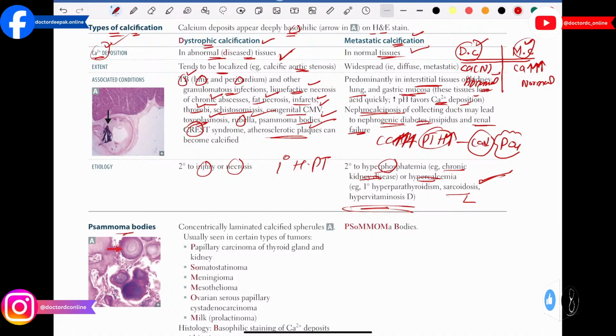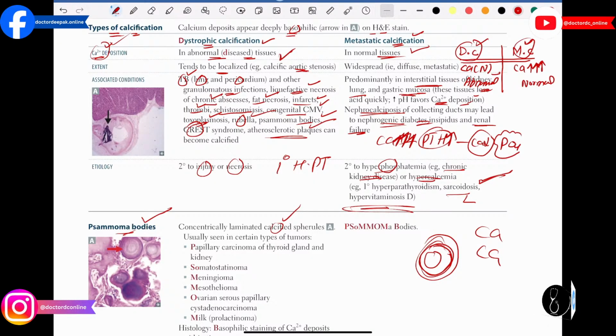Then after that, we have the Psammoma bodies. So what are Psammoma bodies? Basically, these are concentrically arranged laminated calcified spherules. So what is the meaning of spherules? Basically, these are in the form of spheres, and if these are the concentrically arranged spherules, and on those spherules you get the calcification, it is called calcified spherules. So this is the definition. What are Psammoma bodies? These are the concentrically laminated calcified spherules.